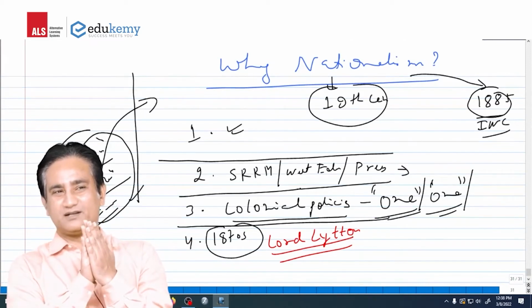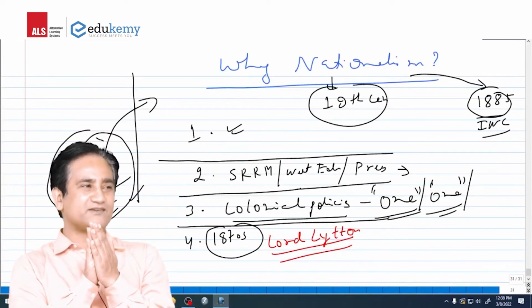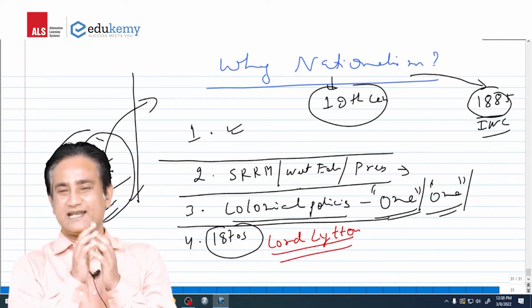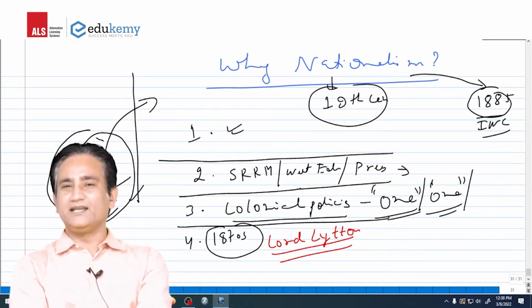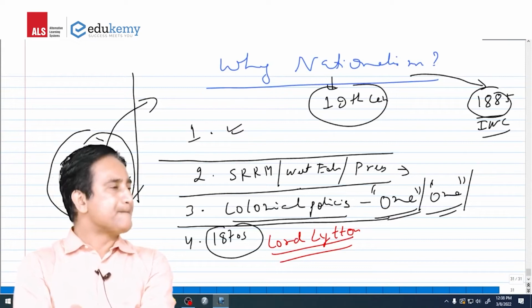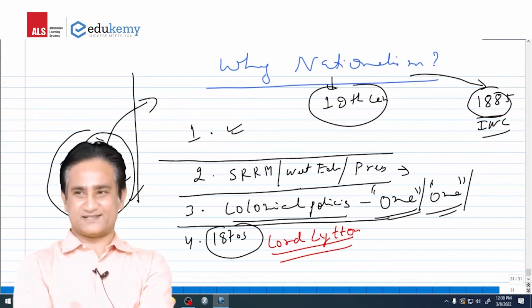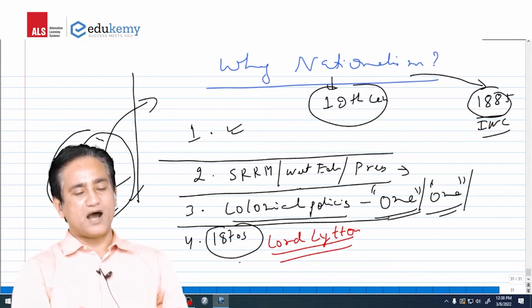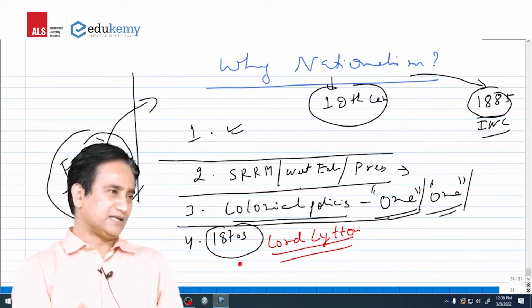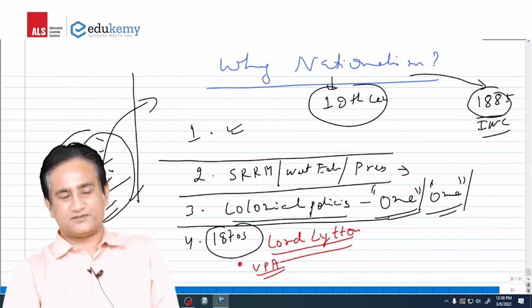The background is already prepared. The 19th century was the age of nationalism. There was middle class reaction, rise of nationalism. And as a reaction to the colonial policies, rise of nationalism. And then in the 1870s came a man called Lord Lytton. See how he is helping our nationalism. For example, Lord Lytton came out with a policy called the Vernacular Press Act of 1878.